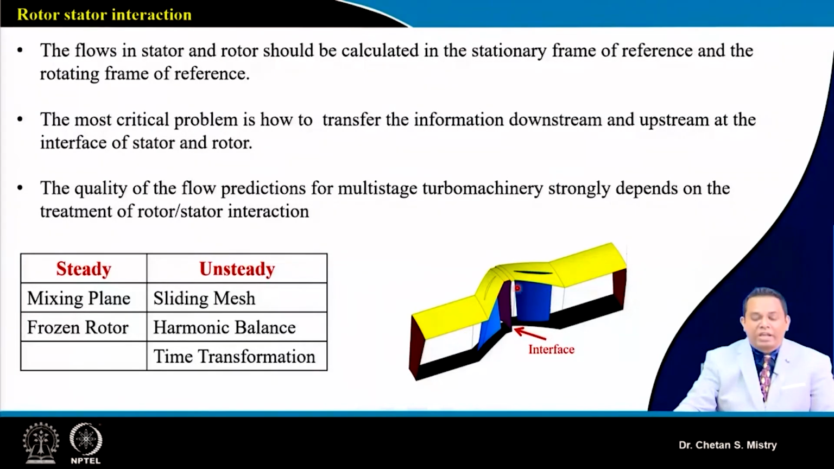So in order to analyze that, we put an interface here. This is a region that is called the interface. There are different kinds of configurations available, which people have explored over the years. For steady analysis, there is the mixing plane approach, or they say the frozen rotor approach. For unsteady analysis, they are adopting sliding mesh, harmonic balance, time transformation, different methods that people are using. So this selection of interface is very important for us.